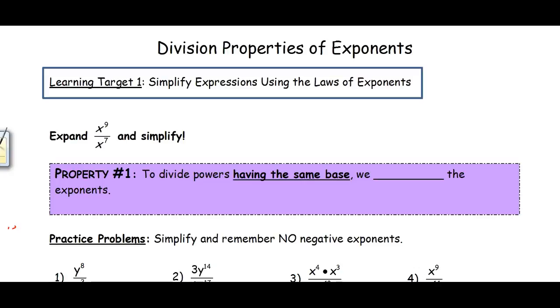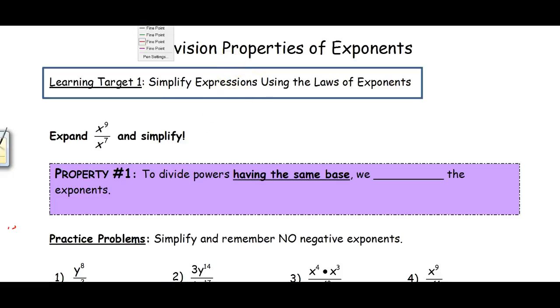All right, guys. So far we've talked about adding our exponents and multiplying our exponents. Today, what we're going to do is talk about subtracting our exponents when we divide. Our first problem says expand x to the ninth divided by x to the seventh and simplify.